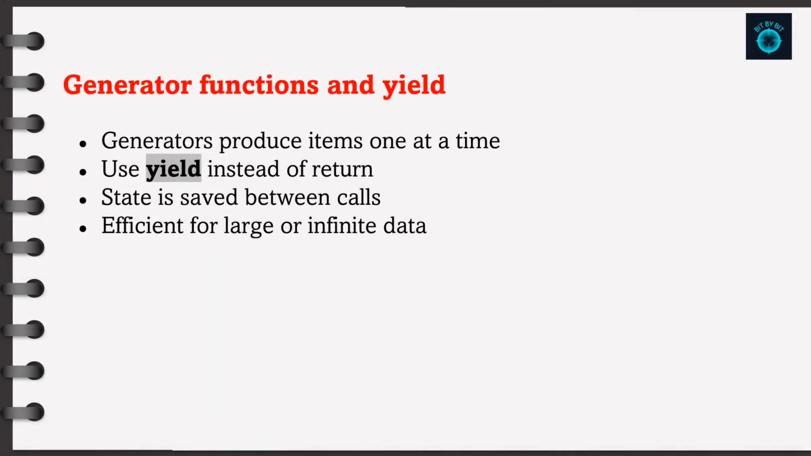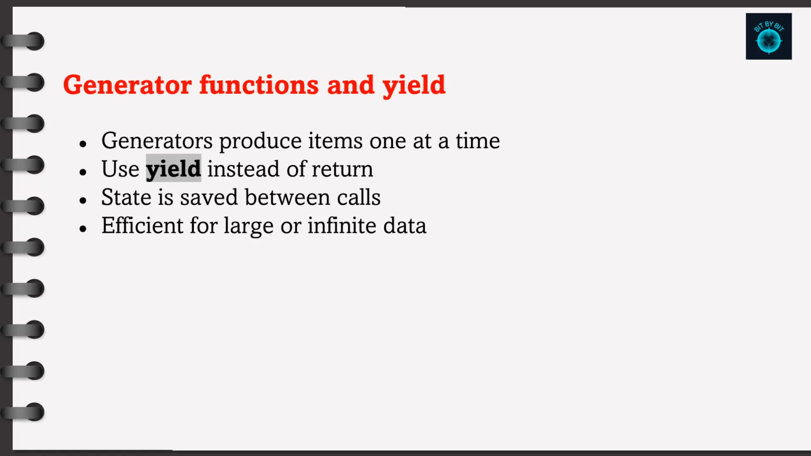Generator functions and yield. Generator functions in Python allow us to produce a sequence of values one at a time, using the yield keyword. Unlike regular functions that return a value and exit, a generator pauses at each yield, saving its state. This means we can resume from where we left off, making it ideal for working with large datasets or even infinite sequences. Generators are memory efficient and often used in loops, data streams, or pipelines.